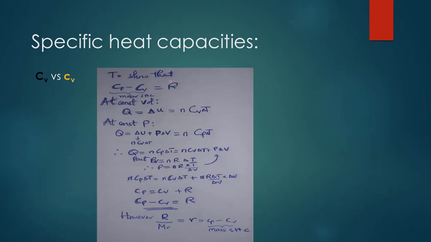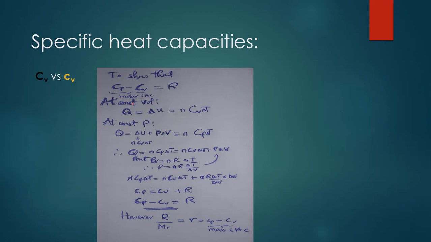So there is a very common question where you're supposed to show that molar specific capacity at constant pressure minus molar specific capacity at constant volume is equal to R. You know R is a universal gas constant, right? Yes. That is why I have written molar specific capacity here, not the mass specific capacity which we know.